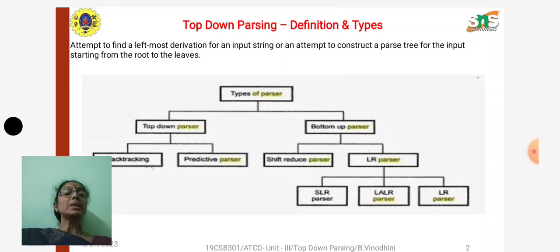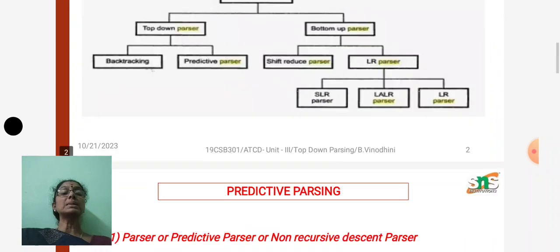Next one is the bottom-up parser. In the bottom-up parser, the given input string is reduced into the start symbol. That process is called reduction. The bottom-up parser has two types: one is shift reduce and the other is the LR parser. The LR parser is again classified as SLR, LALR and LR. So this is the classification of parsers.